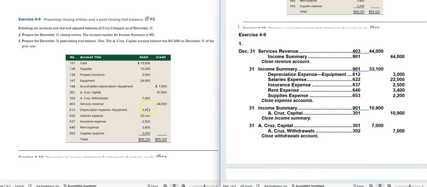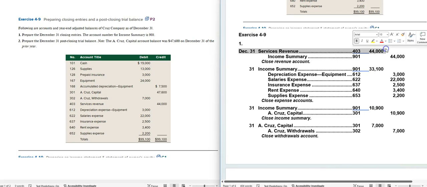So looking at the balance in the revenue account, the adjusted balance is a $44,000 credit. To close out that credit balance, I need to debit this account. So my first closing entry is going to debit the service revenue account for $44,000. I am going to transfer the total amount of revenues recorded in that account over to this temporary account, income summary. So I'm going to debit the service revenue account, which zeroes out that account, and I've transferred the revenues into income summary.